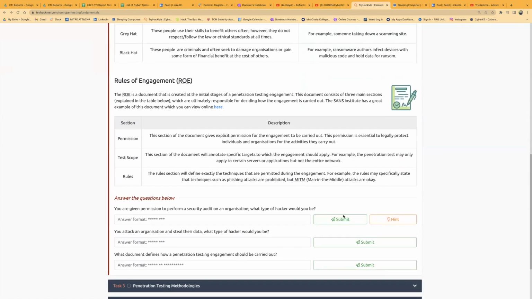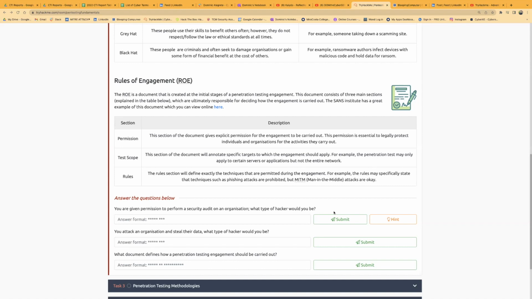As far as that, now we got through the hackers and the different types of hackers, right? So now going back to penetration testing, there is the document that needs to be signed before it's even conducted, and that's the rules of engagement. So the ROE, or rules of engagement, this document was created in the beginning steps of a pen test engagement. This document is going to contain pretty much three main sections that go down in a pen test, right? Those are going to be permission, test scope, rules. And those three things are going to be what's decided on how the engagement goes, right?